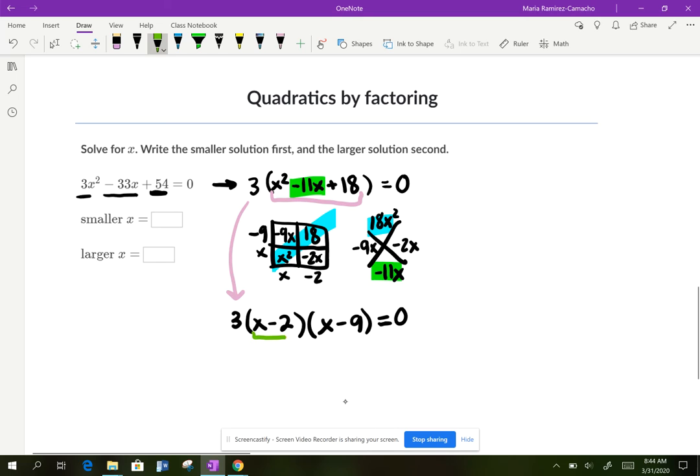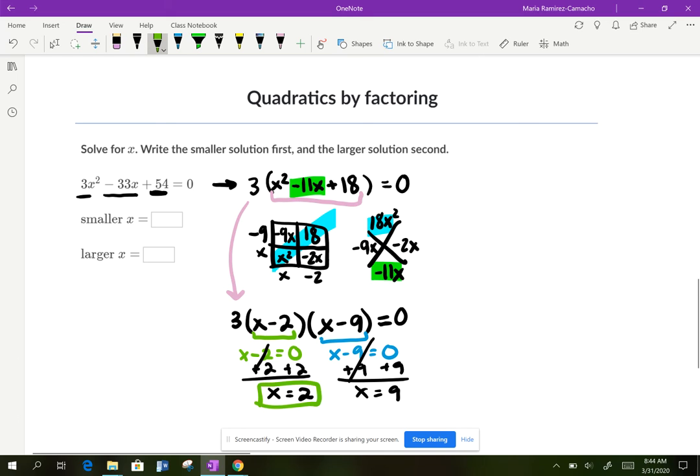So set x minus 2 equal to 0. Set x minus 9 equal to 0, and then solve for x. 2 plus 2, x equals 2, plus 9 plus 9, x equals 9. So 2 solutions. Here, the larger one would be 9, because 9 is bigger than 2. Smaller one would be 2. And then we're done.